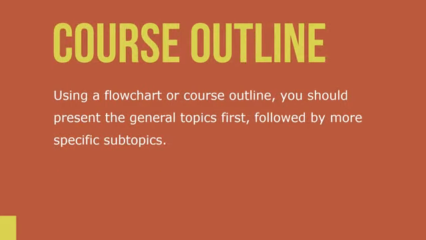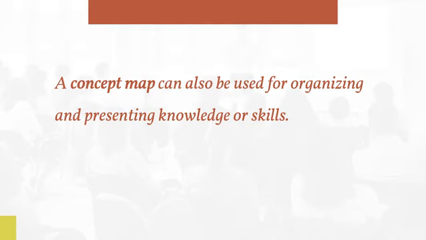Using a flowchart or course outline, you should present the general topics first, followed by more specific subtopics. A concept map can also be used for organizing and presenting knowledge or skills. A concept map includes concepts shown in boxes, with the relationship between the concepts indicated by connecting lines. At the start of each part, you can present the appropriate part of the concept map, outline, or flowchart. This helps the learner organize the content in memory. Also, you can return to the entire concept map, flowchart, or outline during the course to show how the content covered fits into the course and its relationship to the next topic.